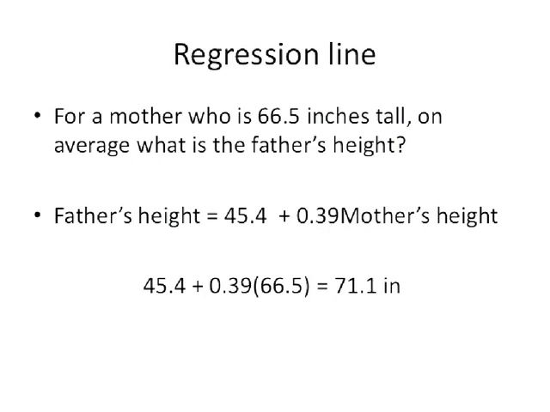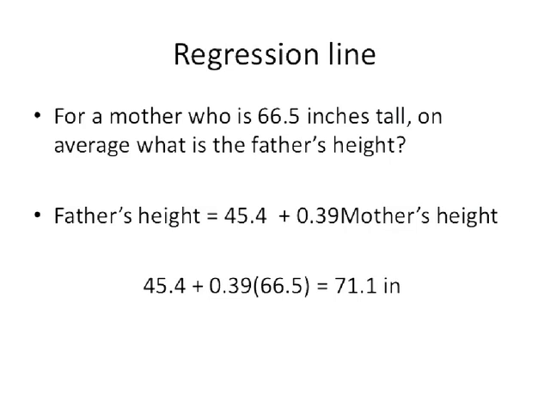Father's height is, the intercept is 45.4 plus 0.39, the slope, times mother's height. And we plug in the mother's height and we get 71.1 inches. So that's a point that would be on a regression line, and that regression line is the best fit for the graph of averages.